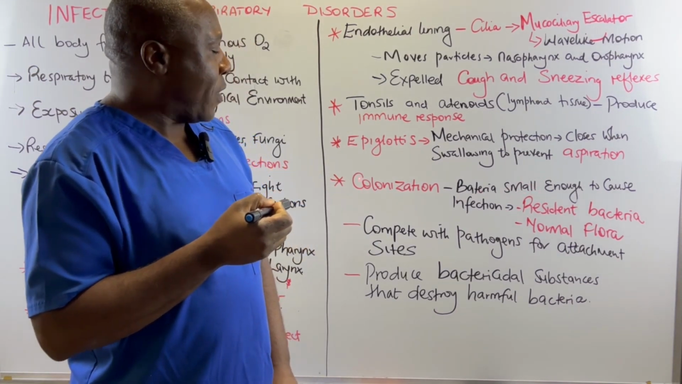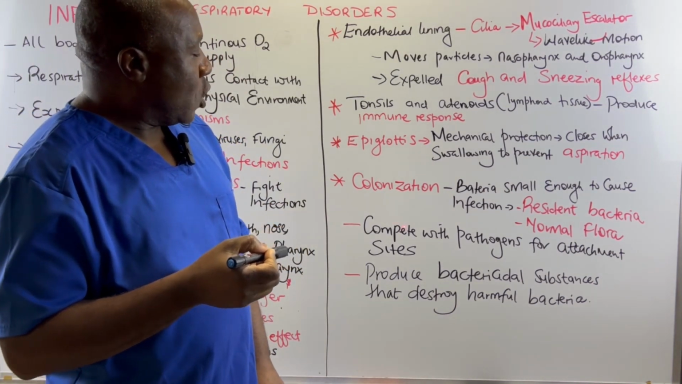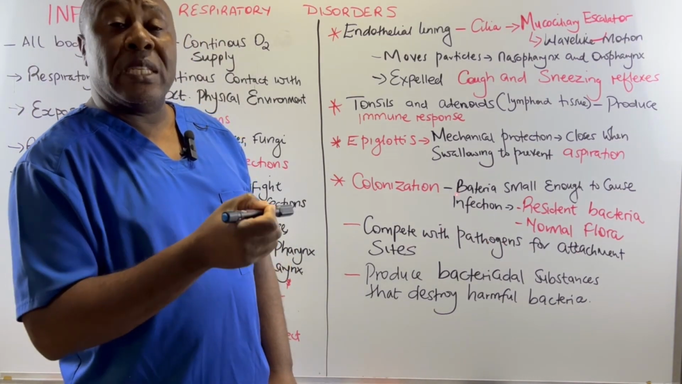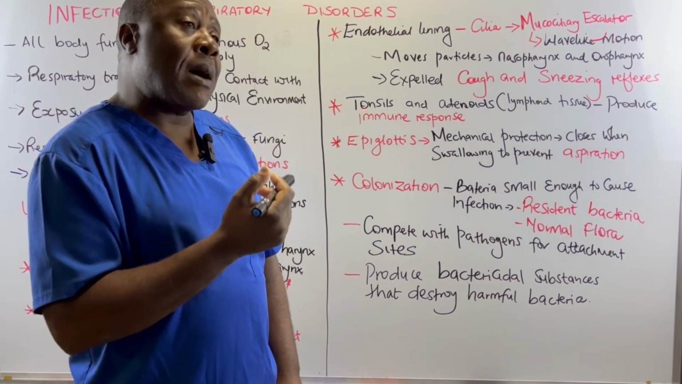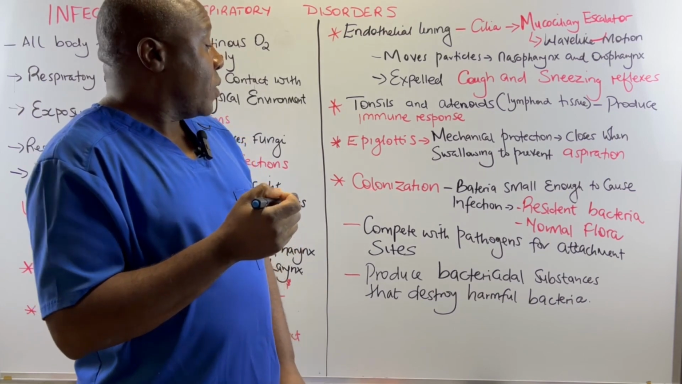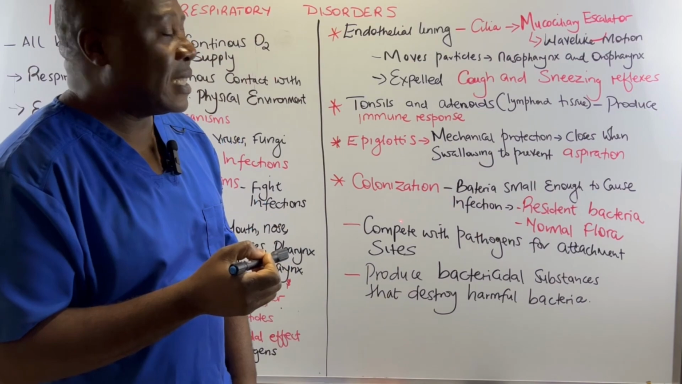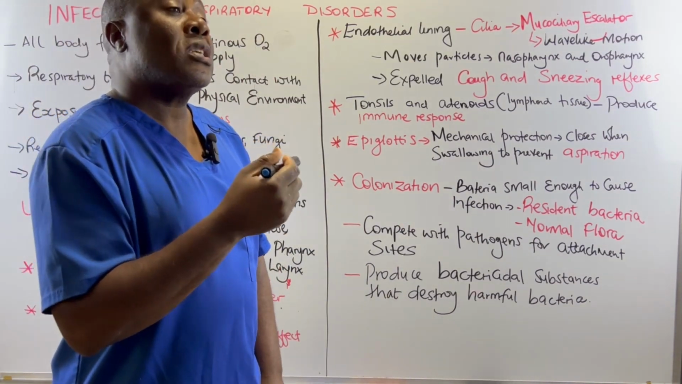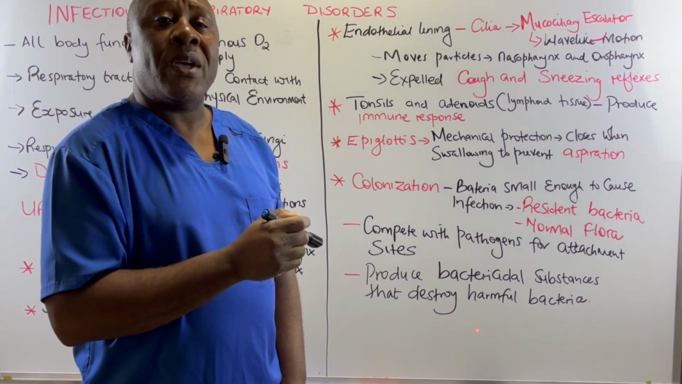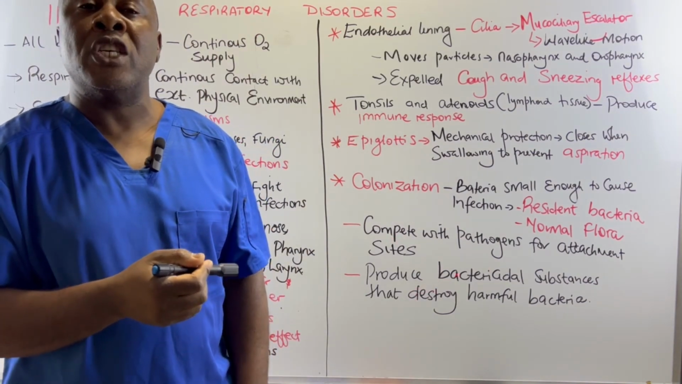So how does it provide protection against other pathogens? Now, this bacteria normally competes with pathogens for attachment sites. For these pathogens to cause an infection, they must come into the respiratory tract and attach to sites to cause infection. So this bacteria competes with those pathogens for attachment sites. And as a result of this, those harmful pathogens do not have sites to attach onto. And this helps prevent us from getting infections in the upper respiratory tract.